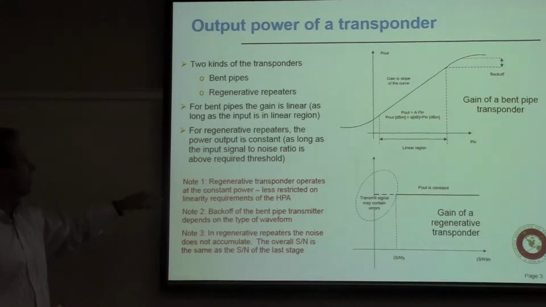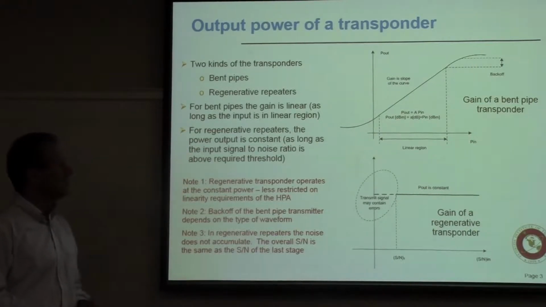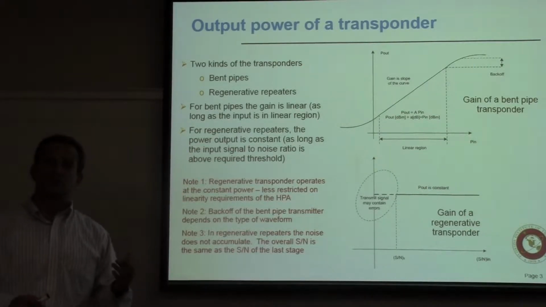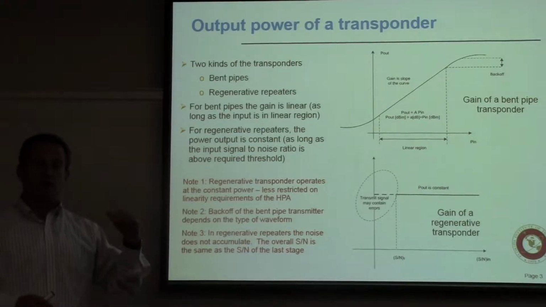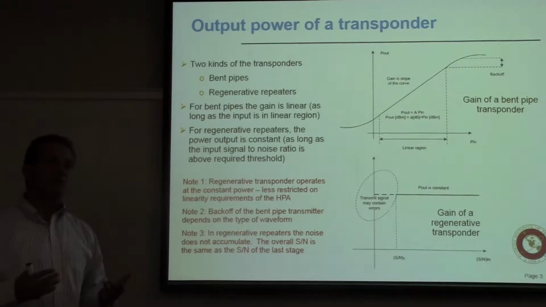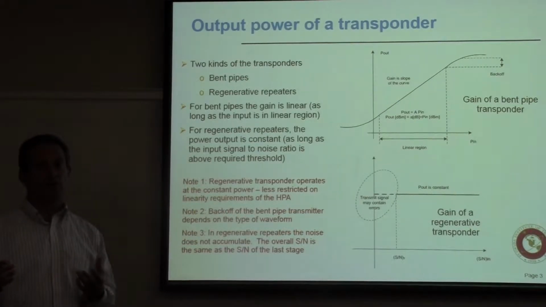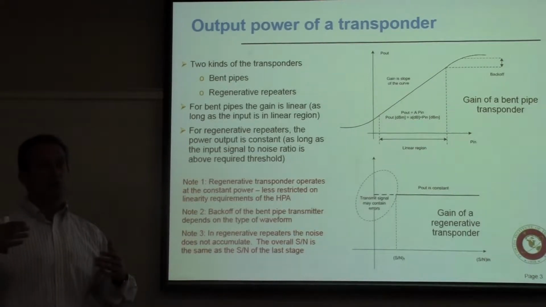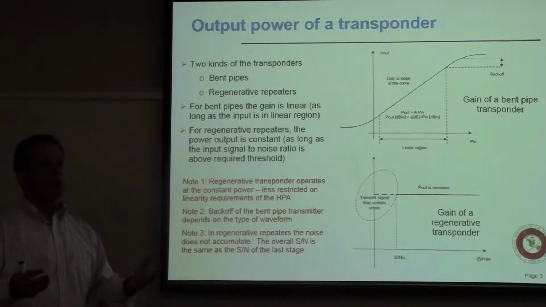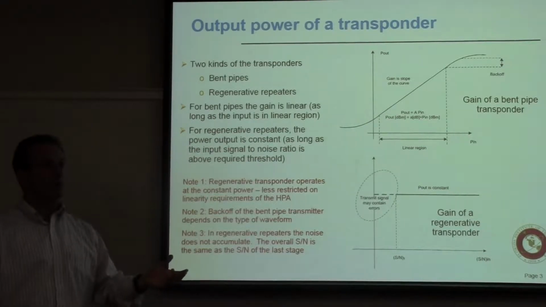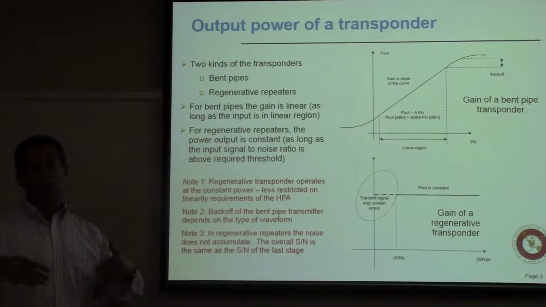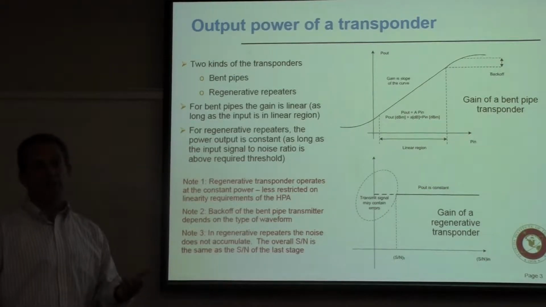Now in regenerative repeaters, it's a slightly different situation. You are not amplifying the input signal. As long as your input signal is good enough so that you can demodulate it, then you bring it all the way to baseband, clean it up from any noise, and then you always amplify it at the same power, right?